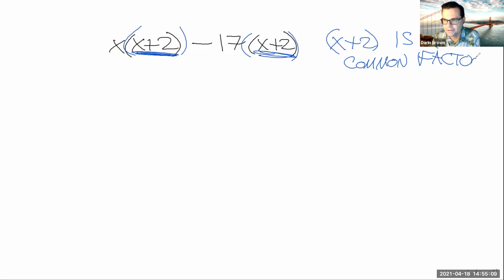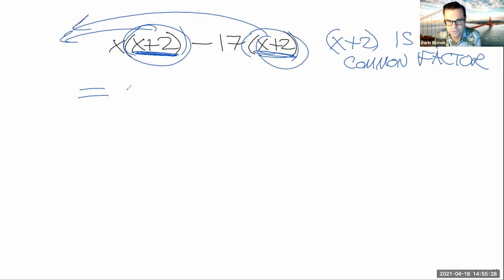Now, it looks a little weird because you're used to factoring out integers like 2 or 5 or 12, or x or y squared or something. You're not used to factoring out quantities in parentheses, but still, it is something that can be factored out.